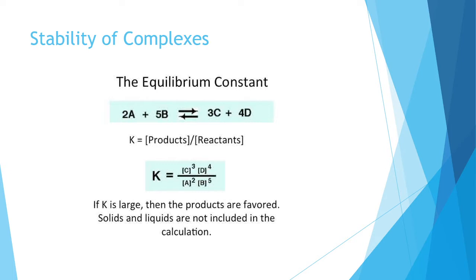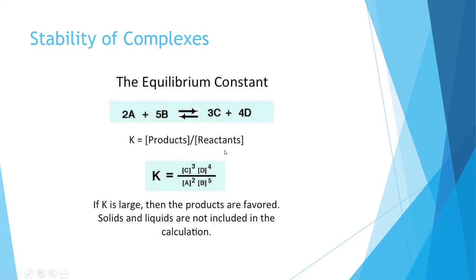Before studying the stability of a complex, we can study some terms related to stability, and the first one is the equilibrium constant. You know what the equilibrium constant is. To find it, let us consider a reaction: 2A plus 5B gives 3C plus 4D, where A and B are the reactants and C and D are the products. The equilibrium constant K is the product of the concentrations of the products divided by the product of the concentrations of the reactants.